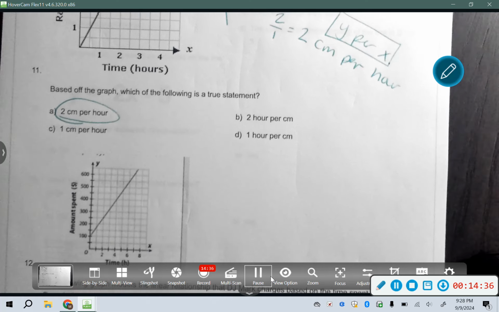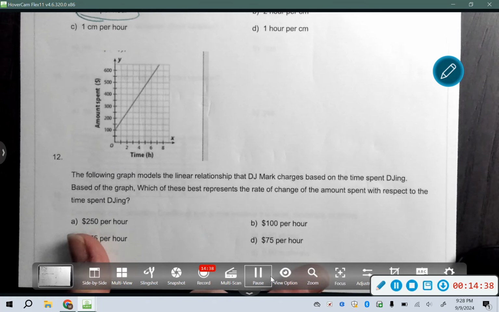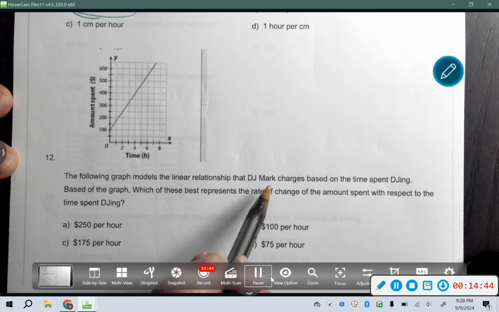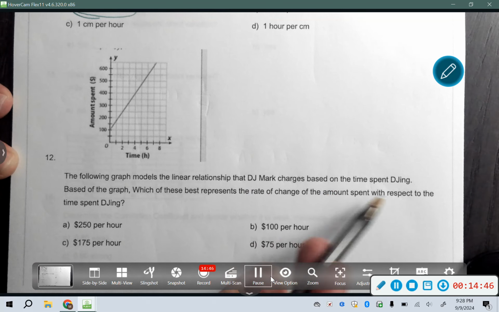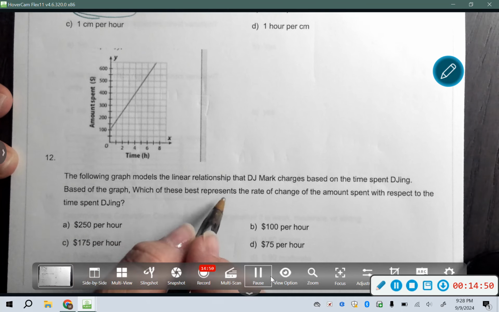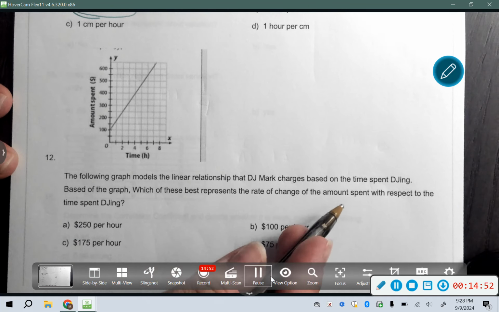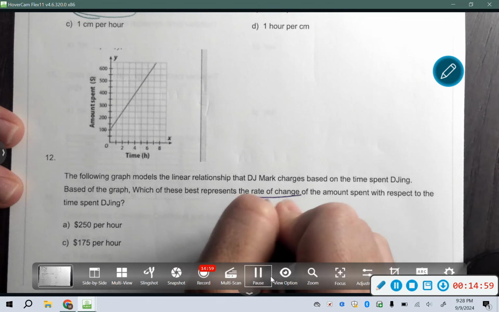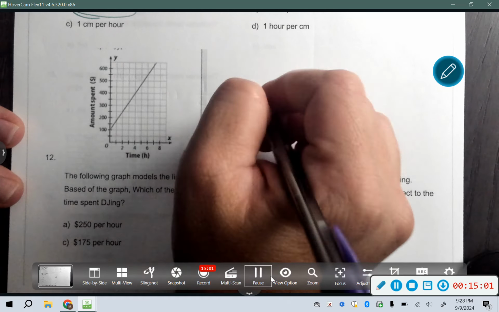Okay, looking at number 12. It says the following graph models the linear relationship that DJ Mark charges based on the time spent DJing. Based off the graph, which of these best represents the rate of change of the amount of money with respect to the time spent DJing? So we're just looking for slope. So again, the table.